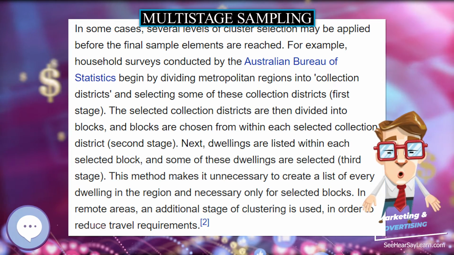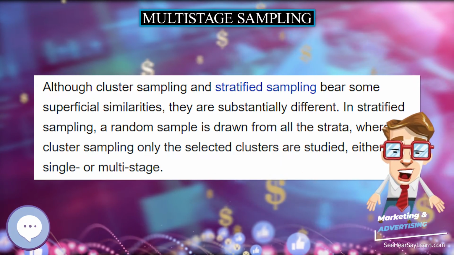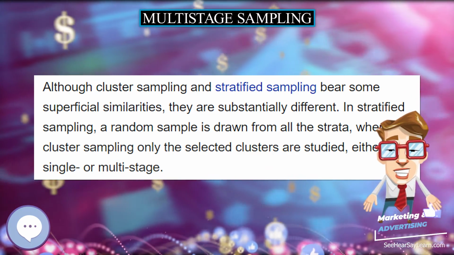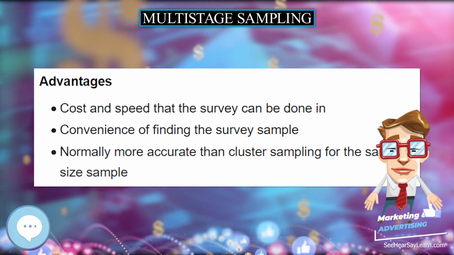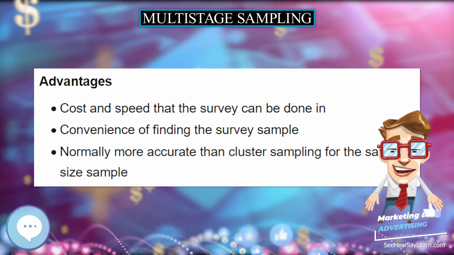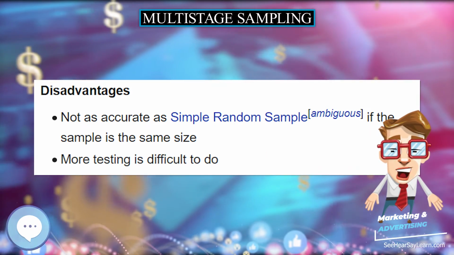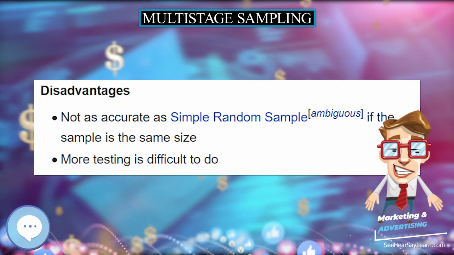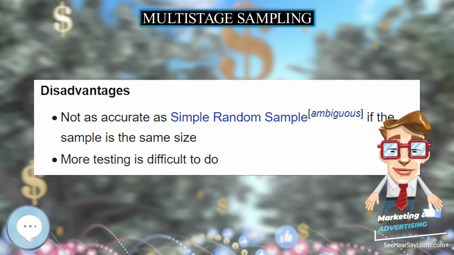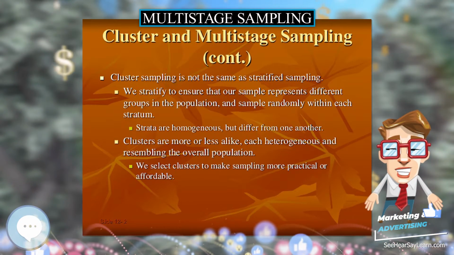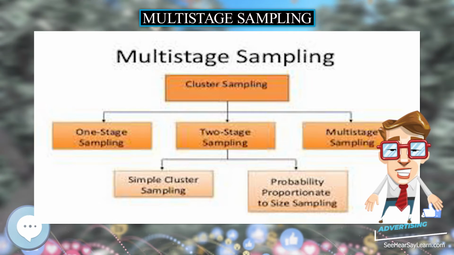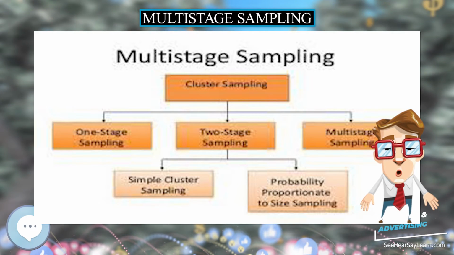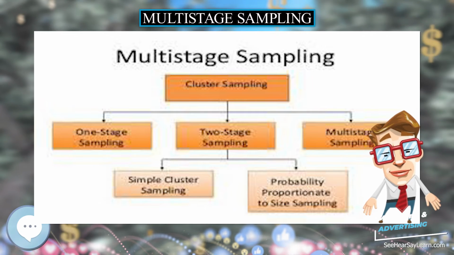The technique is used frequently when a complete list of all members of the population does not exist and is inappropriate. In some cases, several levels of cluster selection may be applied before the final sample elements are reached. For example, household surveys conducted by the Australian Bureau of Statistics begin by dividing metropolitan regions into collection districts and selecting some of these collection districts, first stage.